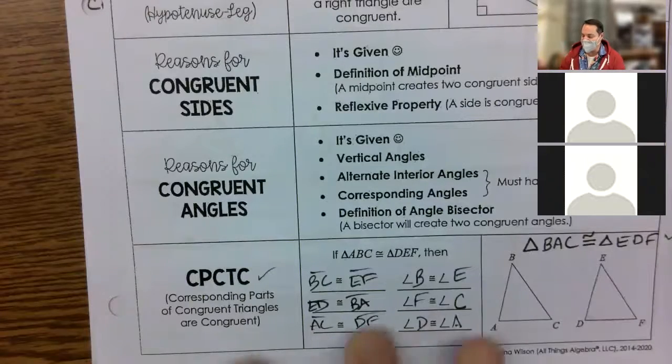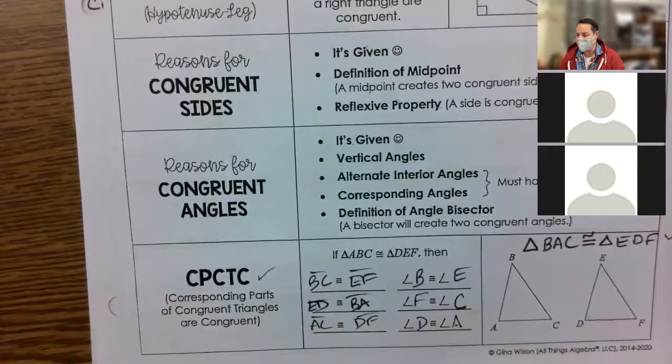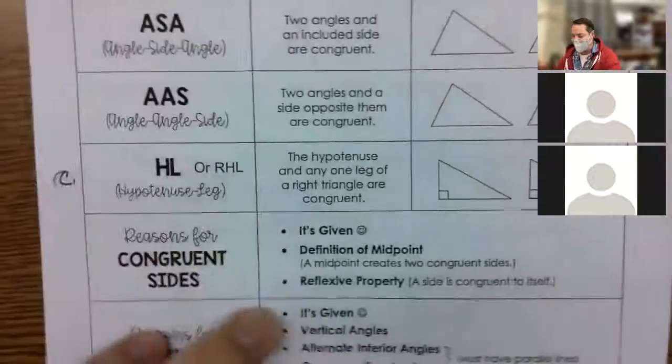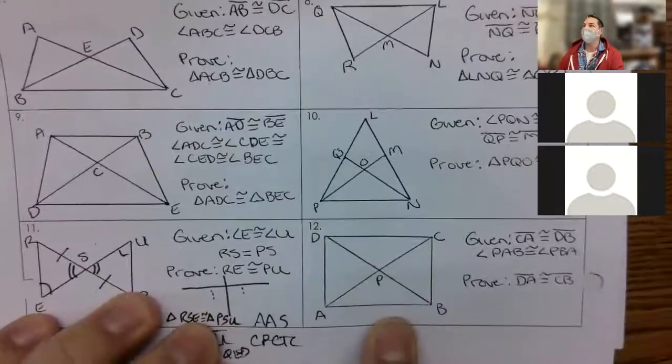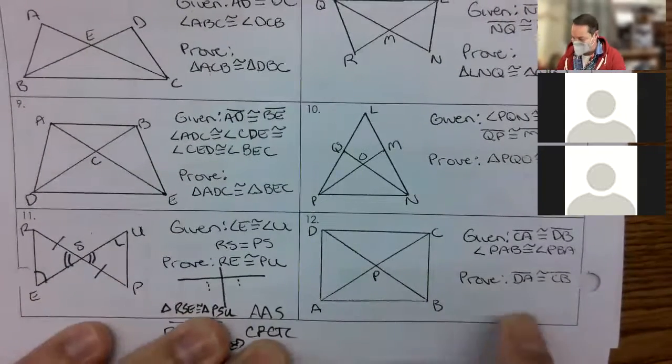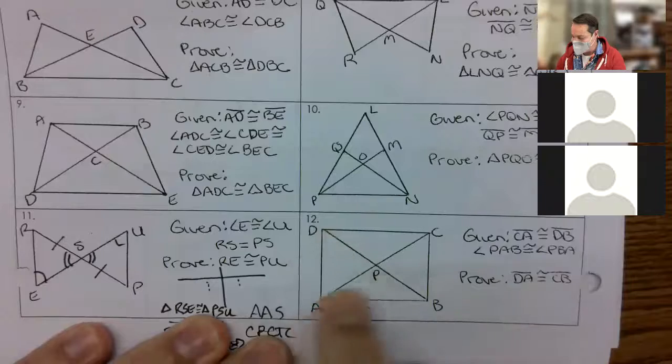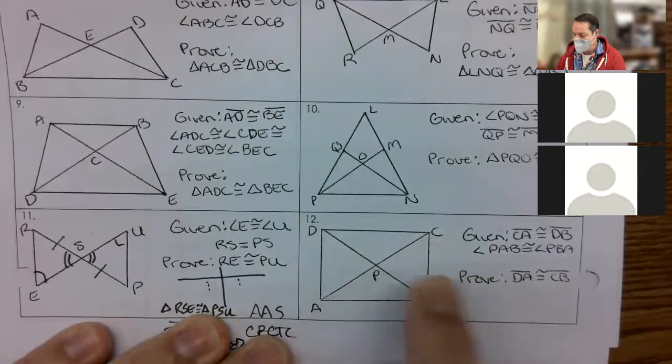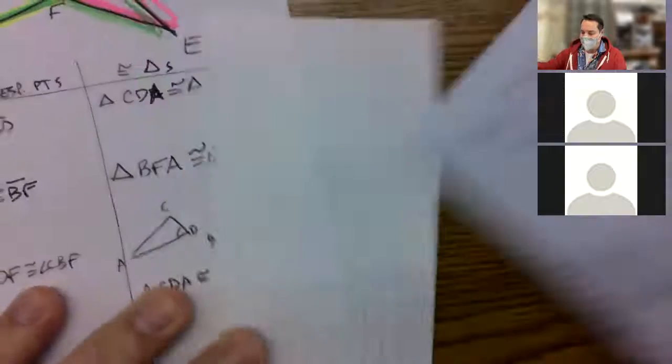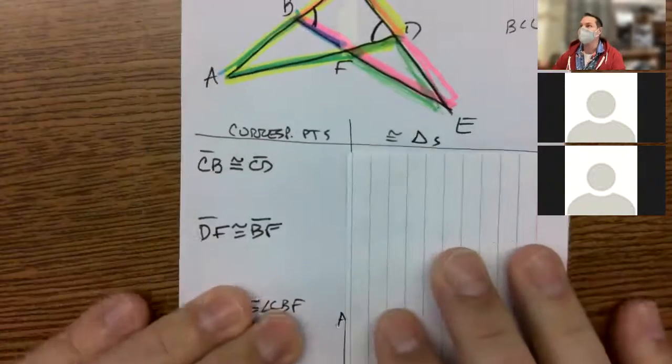And we had two occasions to use CPCTC. The challenges with CPCTC are that you don't necessarily know exactly what triangles you're trying to prove congruent. In this case, number 12, for example, you're asked to prove that DA and CB are congruent, but how are you supposed to know which triangles to prove? So that's what we're going to work on today.